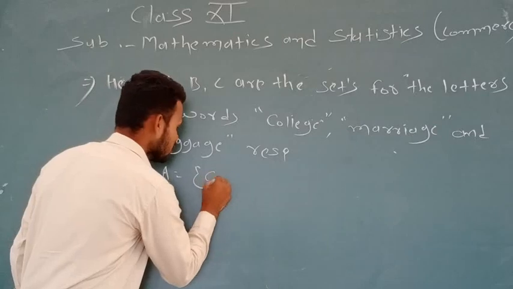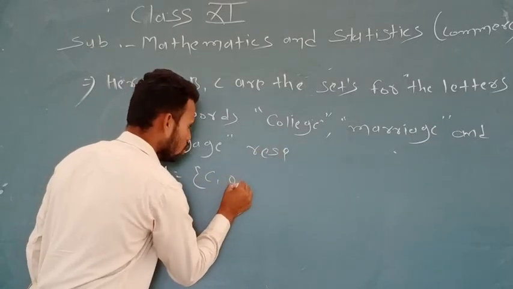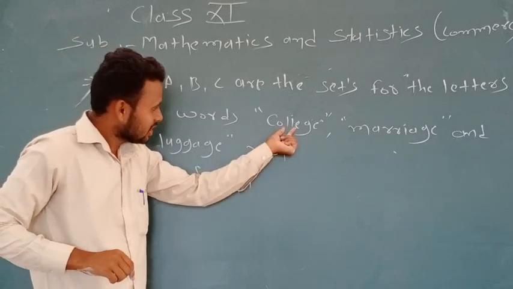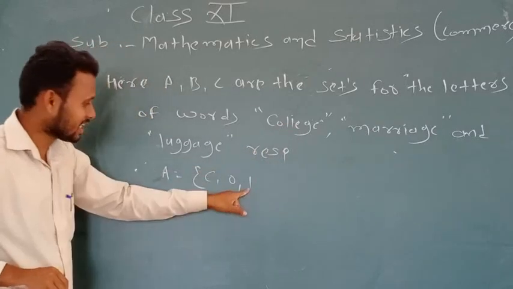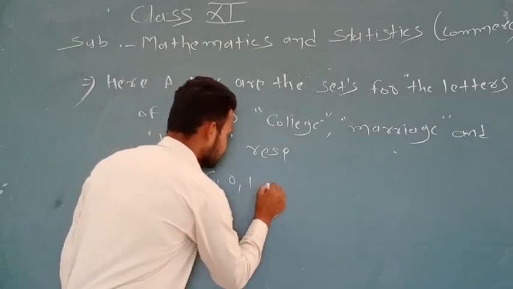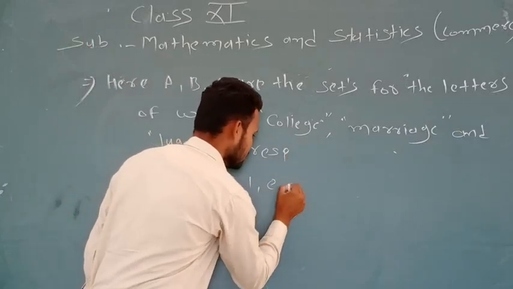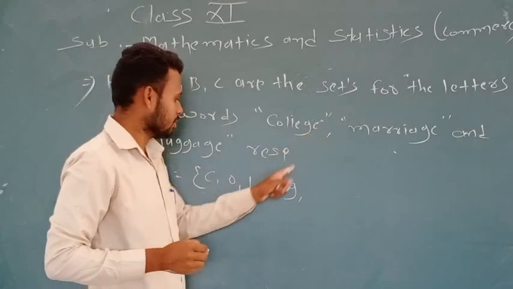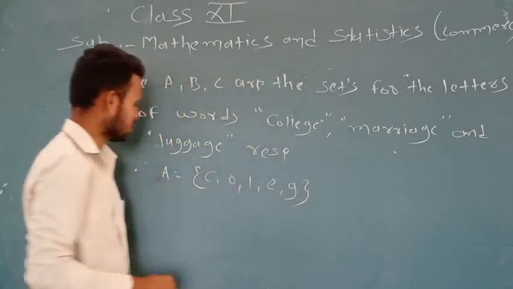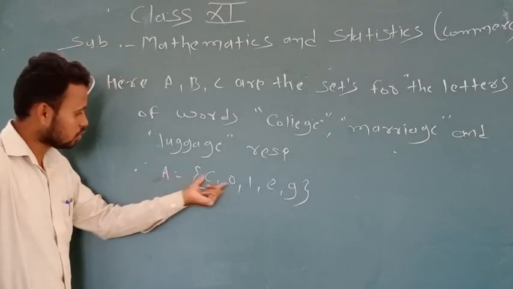First C, the next letter O, the next L, but L is repeated two times. We can take it here only once. The next one E, and the next G, and the last E, but we already took E here. Therefore we can write it once. Therefore we get the set A equal to this.